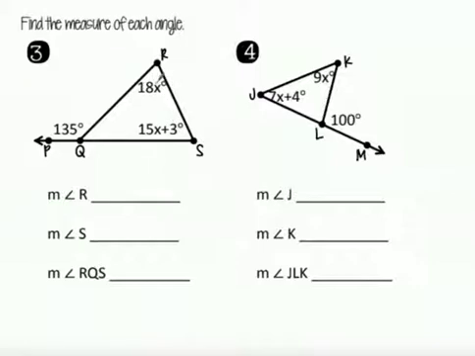So using my exterior angle theorem, I can add up my two remote interior angles, and it should equal my exterior angle. So I should be able to take my two interior angles that do not touch that exterior angle, add them together, and they will equal it. So in order to figure out what this x is, I'm going to say 18x plus 15x plus 3 equals 135.